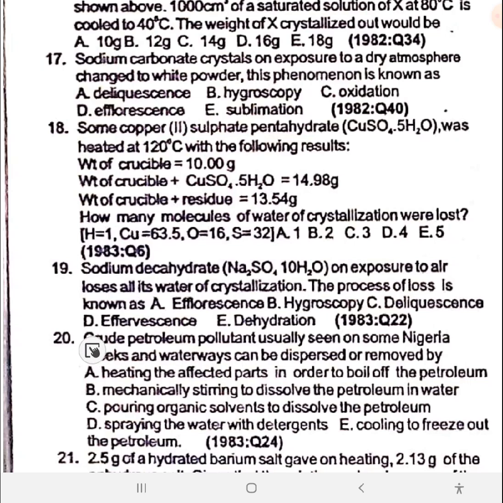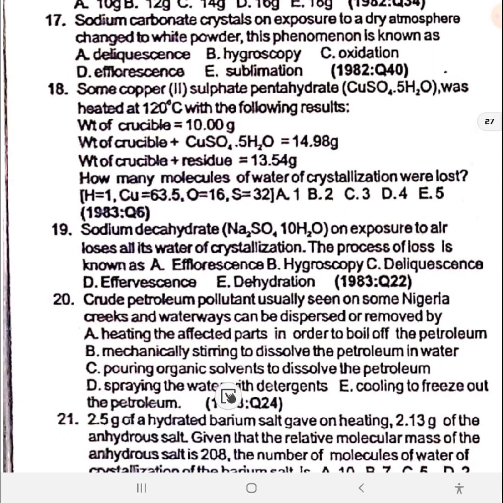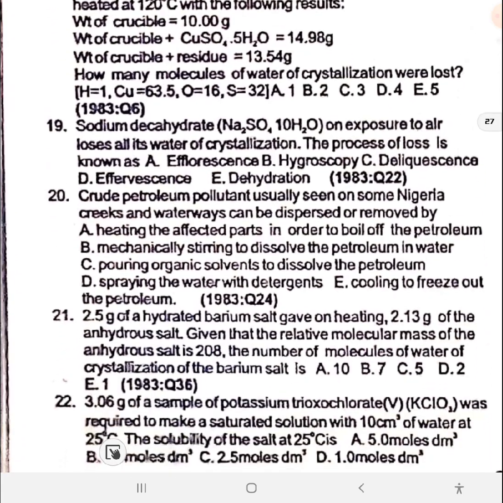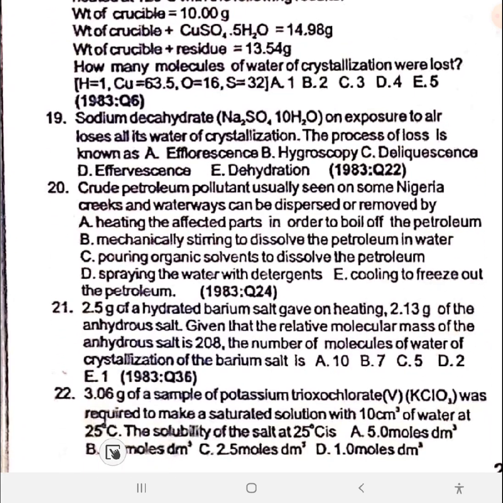20. Crude petroleum pollutants usually seen in some Nigerian creeks and waterways can be dispersed by spraying with detergent. But please note, it's not the type of detergent used to wash your clothes. Detergents are certain groups of organic compounds actually. Option 20 is option D.